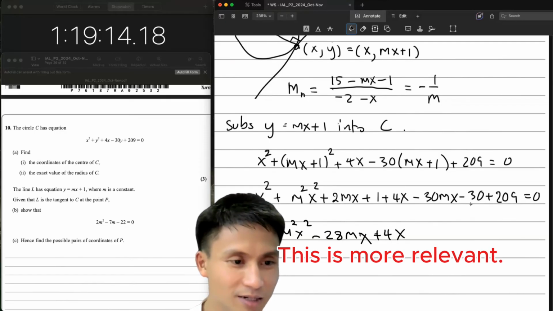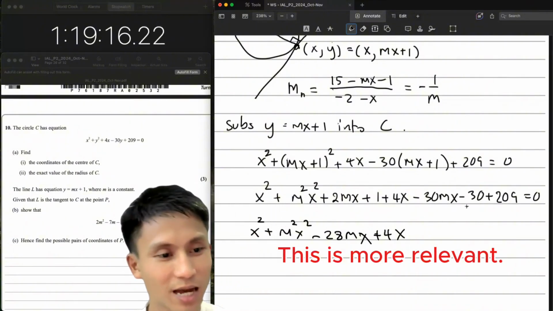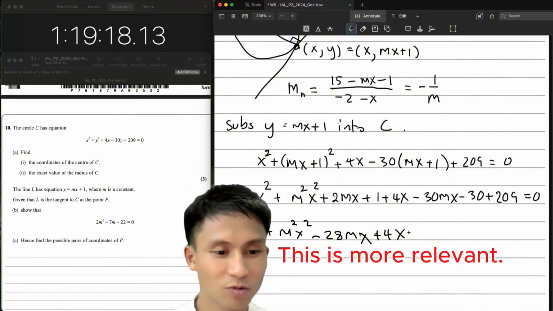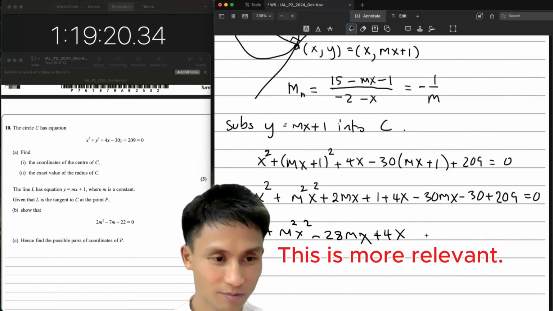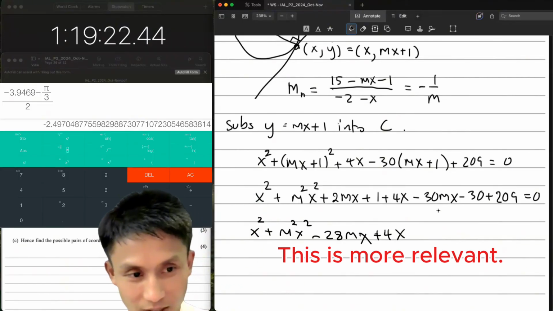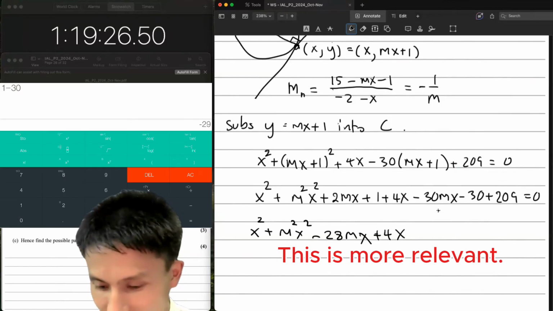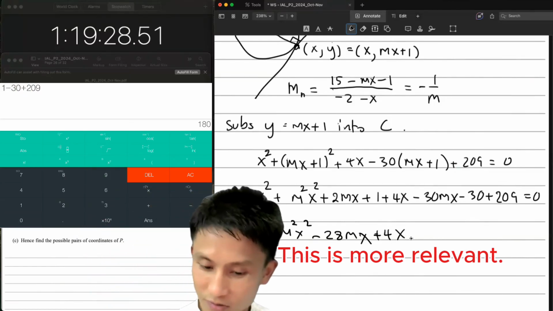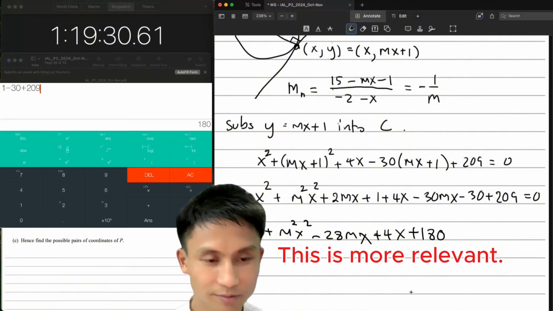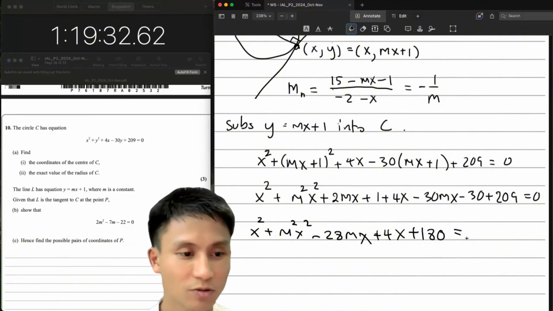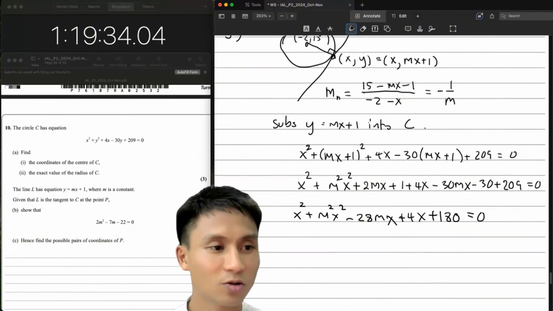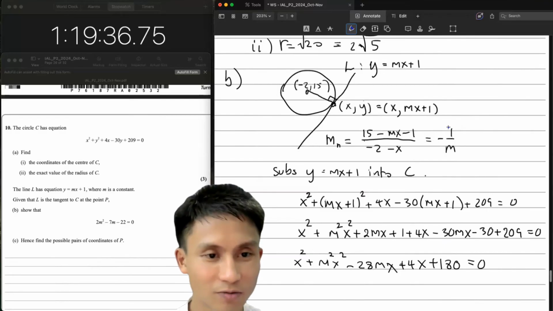And minus that, so I get minus 29 again. And then would be minus, no. Okay, I'm out of brain right now. I need a calculator. Okay, so I get 180 there, equals 0.